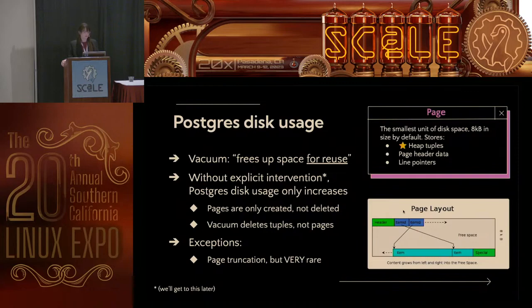And finishing up this first section, I want to make an important note on Postgres disk usage. Vacuum, as I said before, frees up space for reuse. Without explicit intervention, Postgres disk space will only increase. So pages will be added, but not deleted. Vacuum will delete the tuples within the pages, but like you could see, it left these empty spaces for new rows or new tuples to be added. It didn't actually reduce disk size.